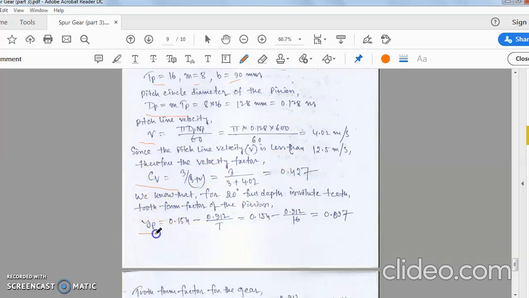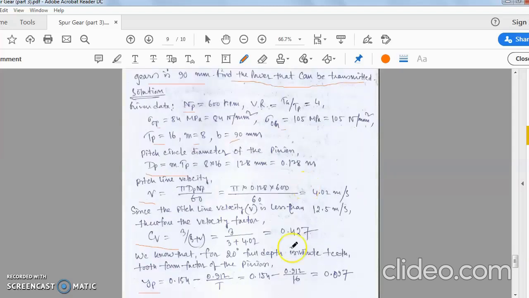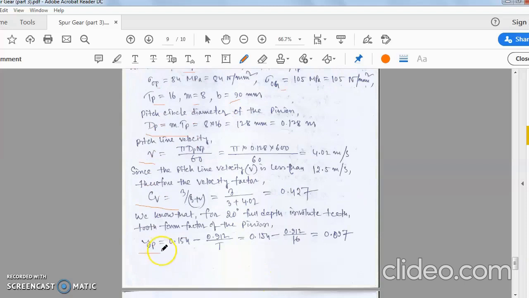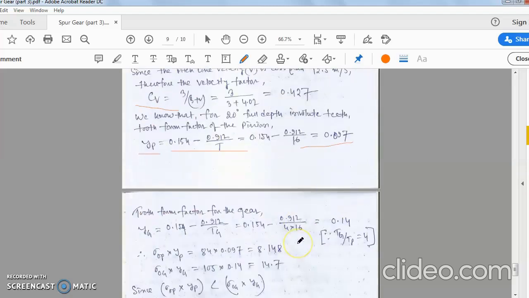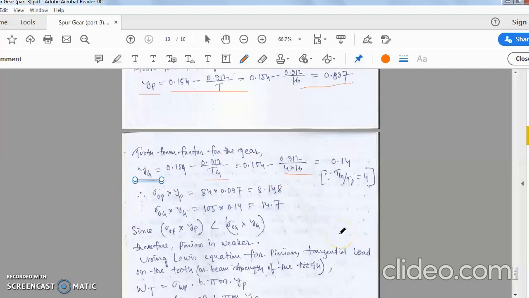Now YP, we know the value of YP. YP is the Lewis form factor. So what is the condition given here? 20-degree full depth involute. For 20-degree full depth involute, the YP expression is like this. So put the value of TP in this expression and you will get the value of YP. Once again you can find the value of YG, which is a function of TG. So put the value of TG and you get the value of YG.